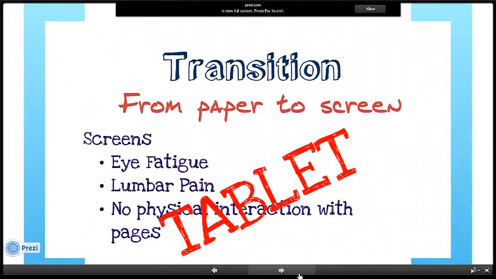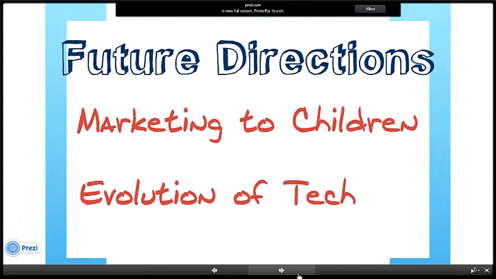One challenge educators may encounter is that of the physical challenges associated with switching from paper reading to screen reading. Numerous studies have shown that efficiency of reading on a computer screen is lower than reading from the printed page. Tablets, such as the iPad, have now been developed in part to overcome hurdles presented by screen reading, which include eye fatigue, lumbar pain, and lack of physical interaction with the material.